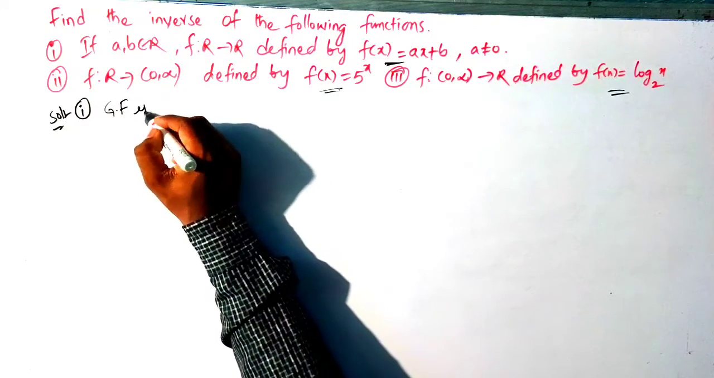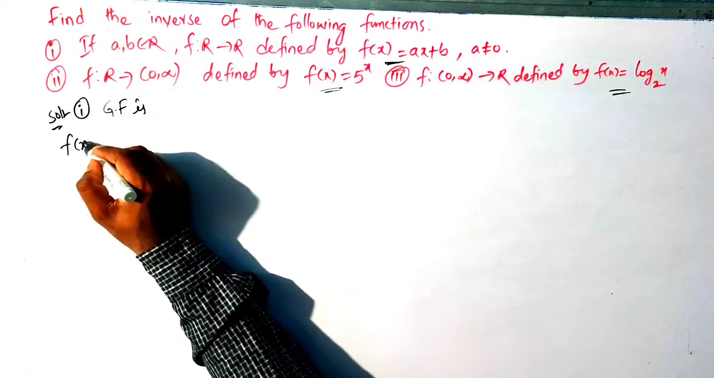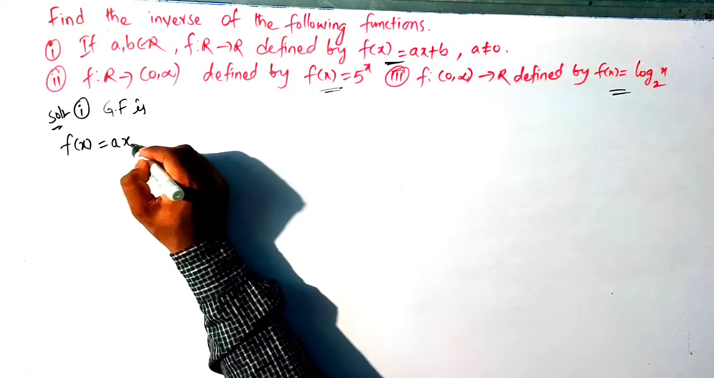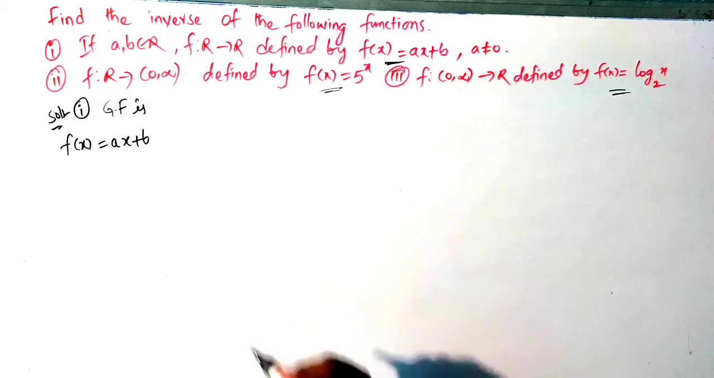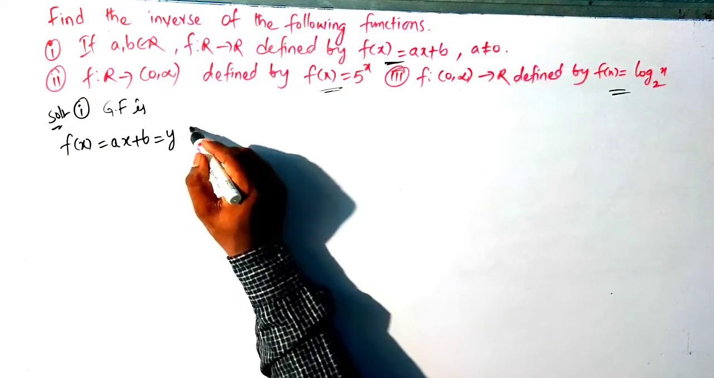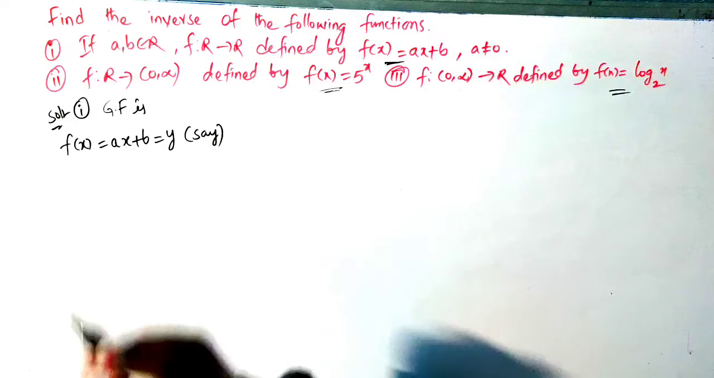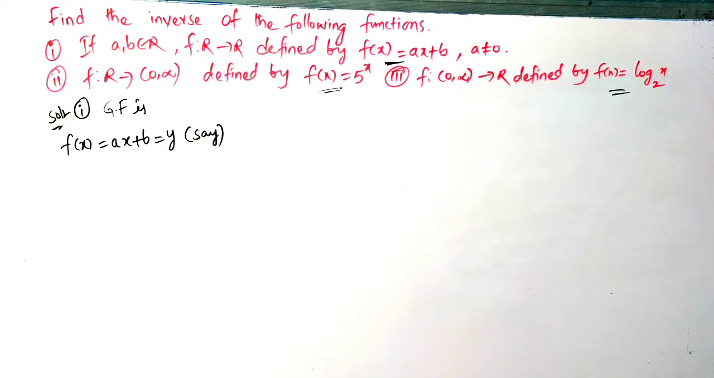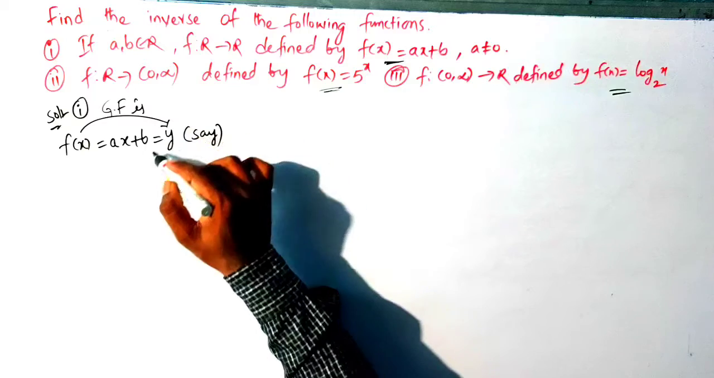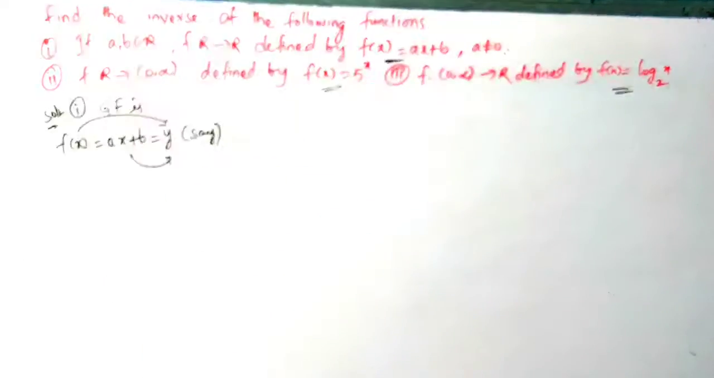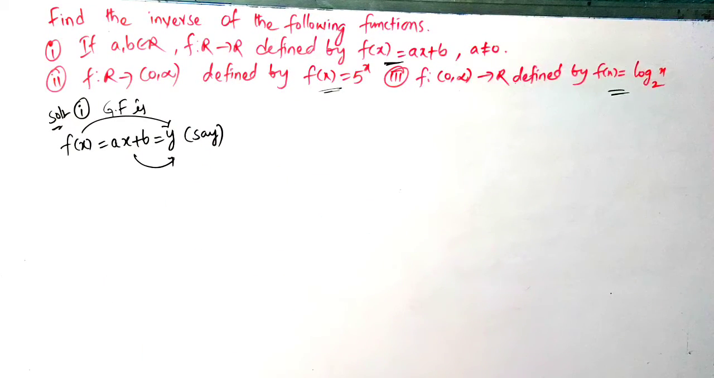Given function is f of x equals ax plus b. Let us take that equal to y. In finding the inverse, we take f of x equals ax plus b, that equals y. So we put f of x equals y, and ax plus b equals also y. Both conditions are possible.